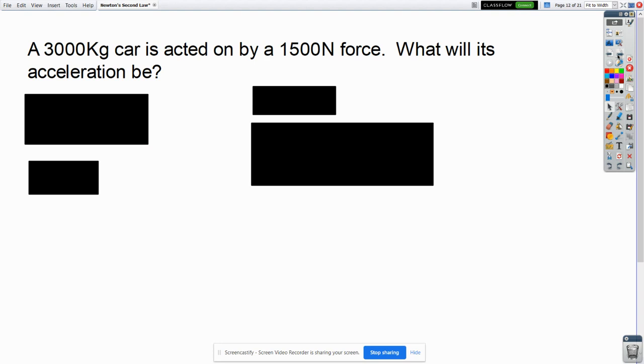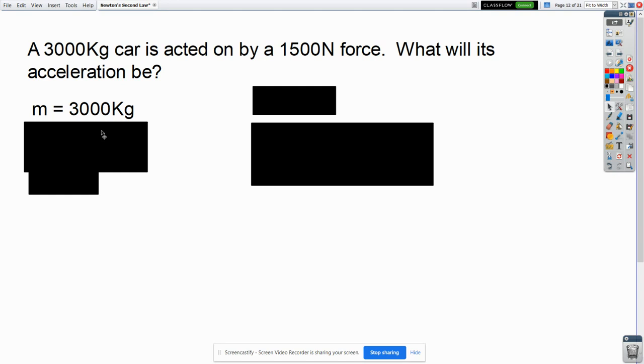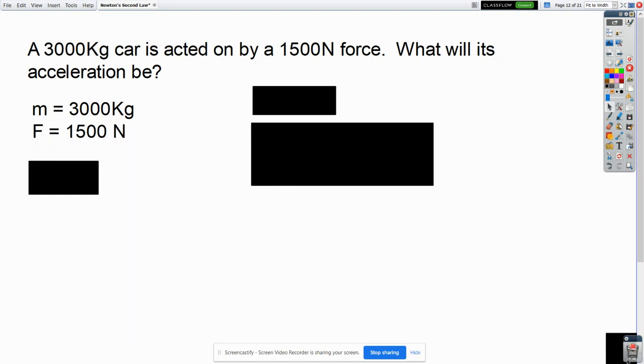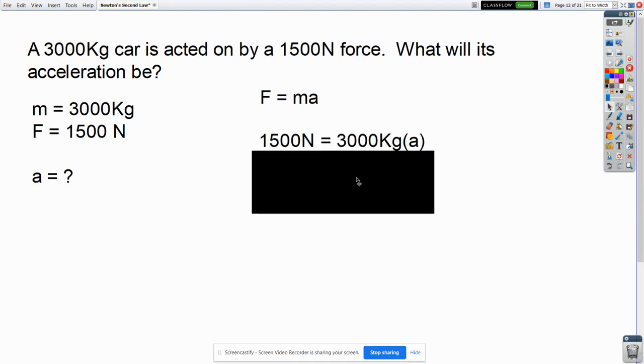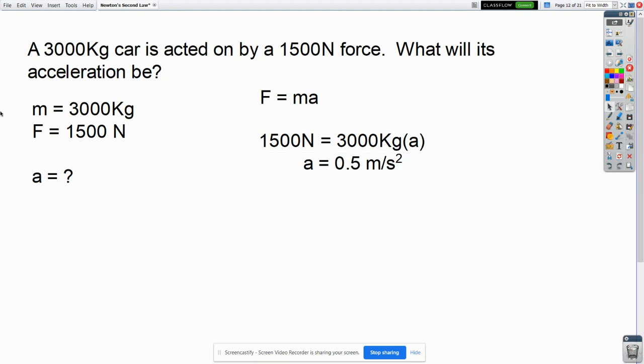Let's take a look at this one. A 3,000 kilogram car is acted on by a 1,500 newton force. What's the acceleration going to be? 3,000 kilograms, that's the mass. 1,500 newtons, that's the force. We want to know what the acceleration is. We're looking for A. Same equation, F equals m times A. The force is 1,500 newtons. The mass is 3,000 kilograms. So 1,500 divided by 3,000, 0.5 meters per second squared.